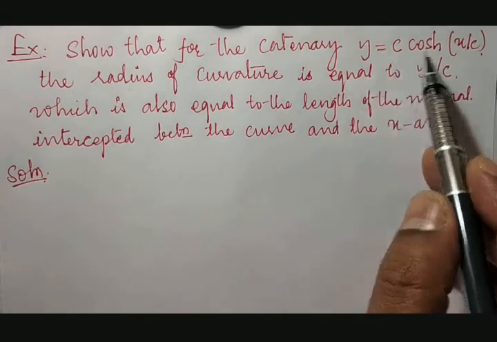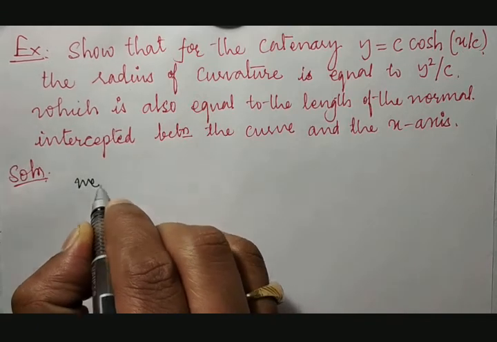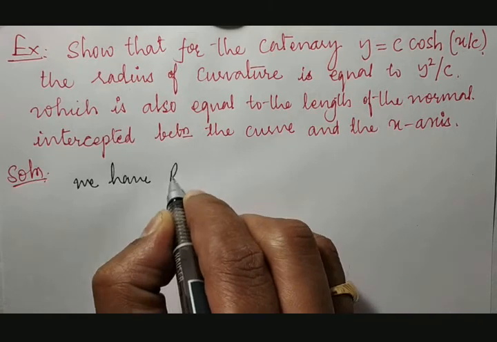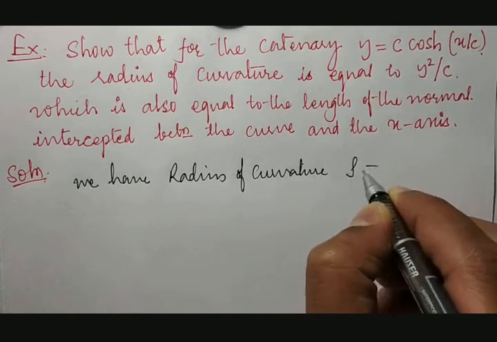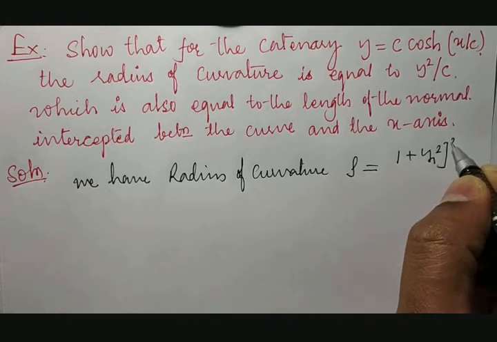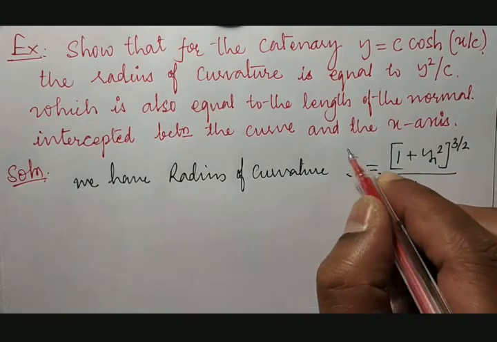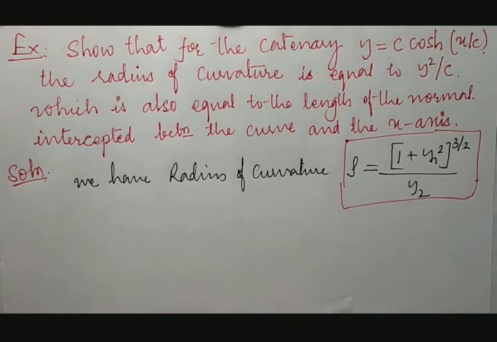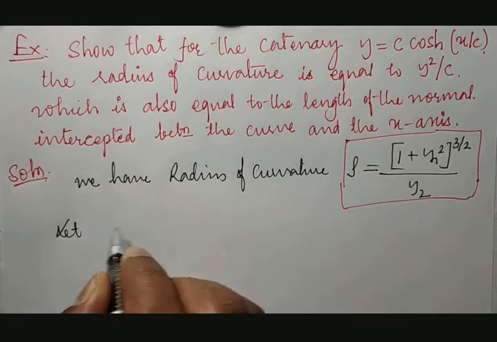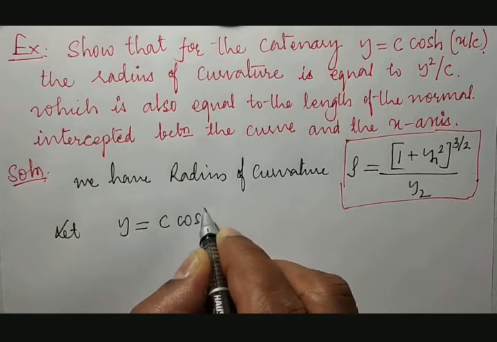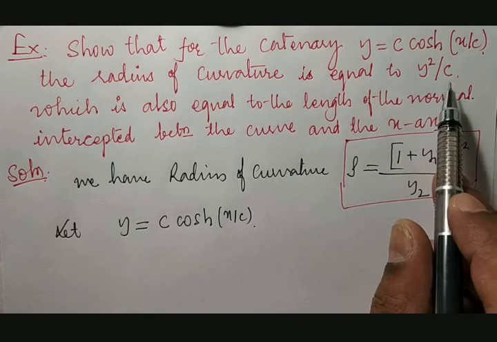We can see the given curve is y is equal to f of x, which is a Cartesian curve. Therefore, first we take the radius of curvature rho is equal to 1 plus y1 square raised to 3 by 2, divided by y2. This means we first need to calculate y1 and y2 from y. Let us consider the given y, which is c into cos hyperbolic x divided by c. We calculate its radius of curvature, and that must be the same as y square by c. Let us see that.